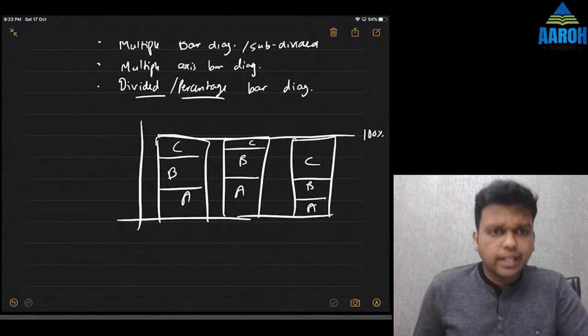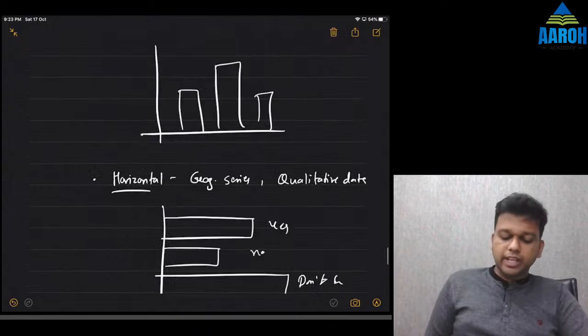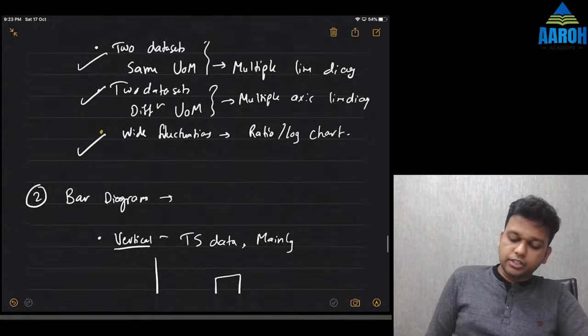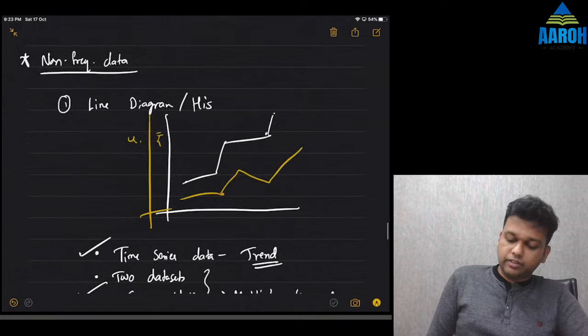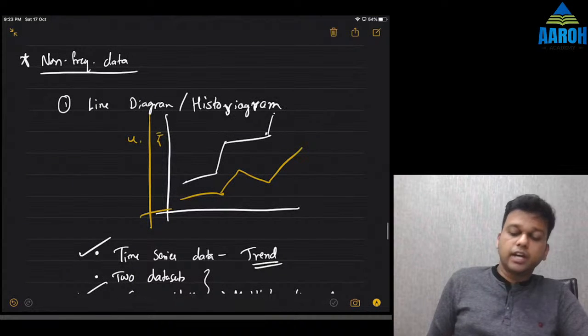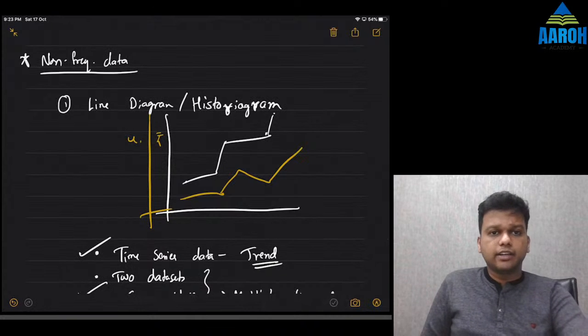So that is line diagram and bar diagram. There is one more name for line diagram actually, which you should note: histogram. This might come in exam, you should not be confused. Histogram is also another name for line diagram.